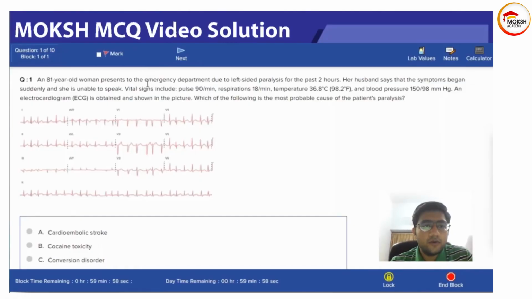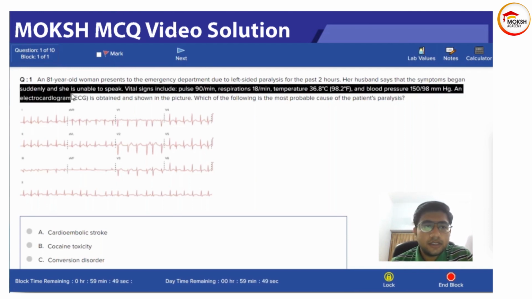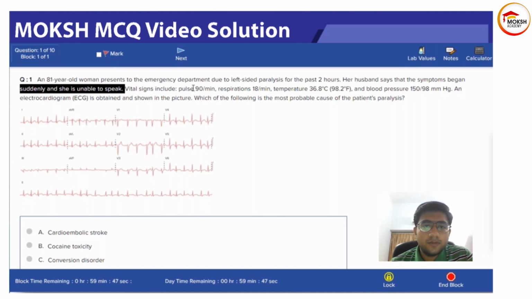So, an 81-year-old woman presents to the emergency department due to left-sided paralysis for the past 2 hours. Her husband says that the symptoms began suddenly and she is unable to speak. Vital signs include a normal pulse, respiratory rate, and temperature, BP is 150/98, and an ECG is obtained and is shown in the picture. Which is the most probable cause of the patient's paralysis?